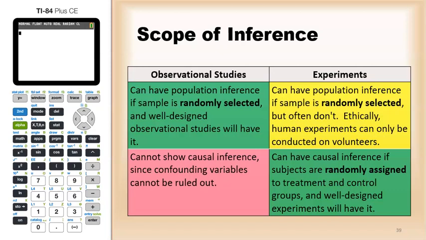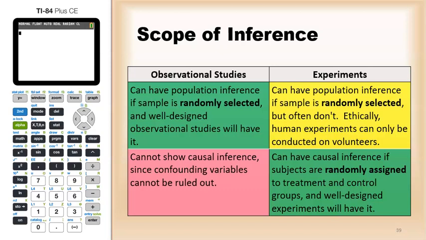So, the difference between observational studies and experiments is that an observational study can have population inference if the sample is randomly selected, and well-designed observational studies will have it. The main reason we have observational studies, like surveys and such, is for population inference. However, observational studies can never show causal inference since confounding variables can never be ruled out. Observational studies, the good ones, will have random selection, but no observational studies have random assignment.